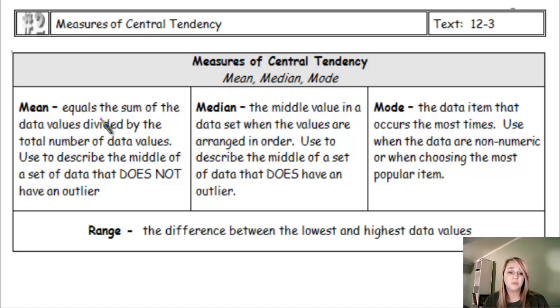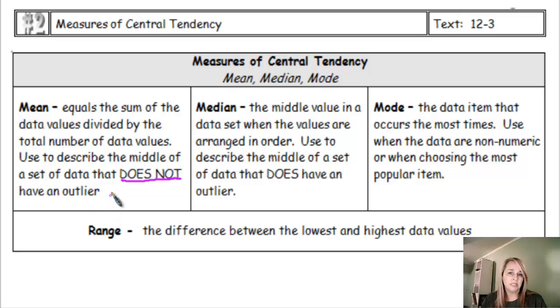The mean is equal to the sum of all the data values divided by the total number of data values that you have. It's what we normally think of as the average. We use this to describe the middle of a set of data that does not have an outlier.